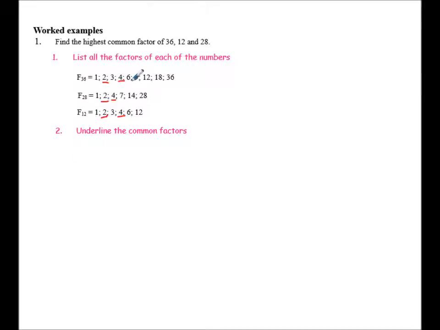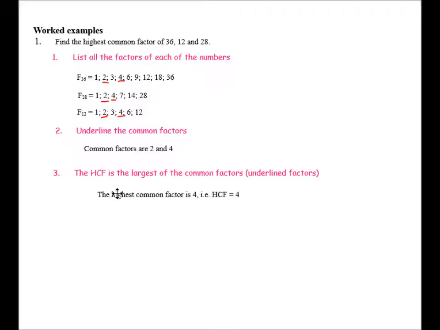A 6 is a factor of 36, but not 28. I have the factor of 12. 12 is a factor of 12, which is a factor of 36, but it is not a factor of 28. So therefore, the common factors are 2 and 4. The highest of those is 4. So the highest common factor for those lists of numbers is 4.